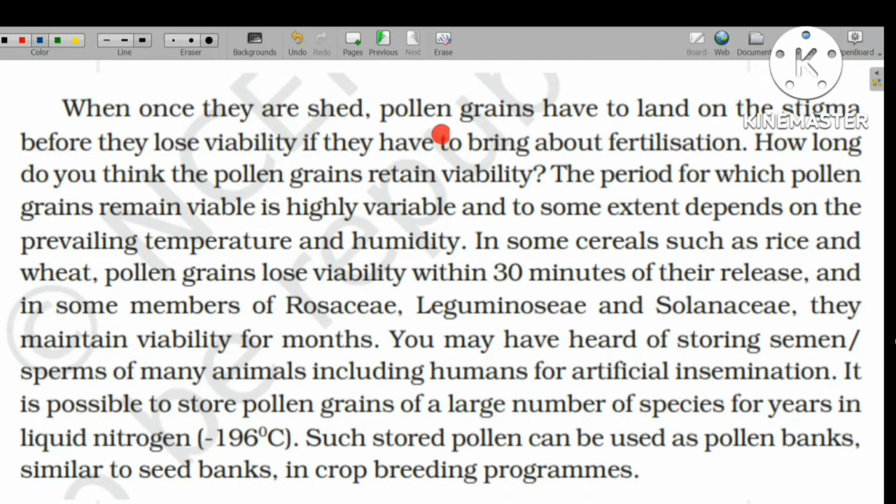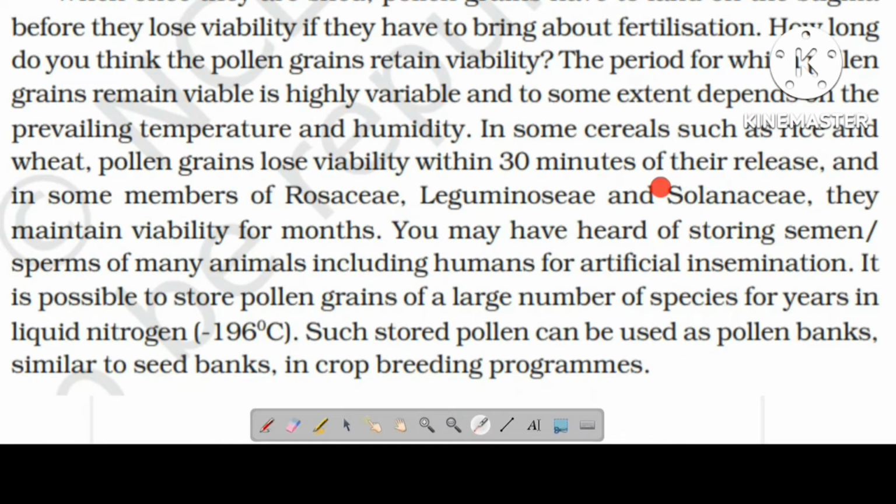Once they are shed, pollen grains have to land on the stigma before they lose viability if they have to bring about fertilization. How long do you think the pollen grains retain the viability? The period for which the pollen grains remain viable is highly variable and to some extent depends on the prevailing temperature and humidity. In some cereals such as rice and wheat, pollen grains lose viability within 30 minutes of their release. And in some members of Rosaceae, Leguminosae, and Solanaceae, they maintain viability for months.